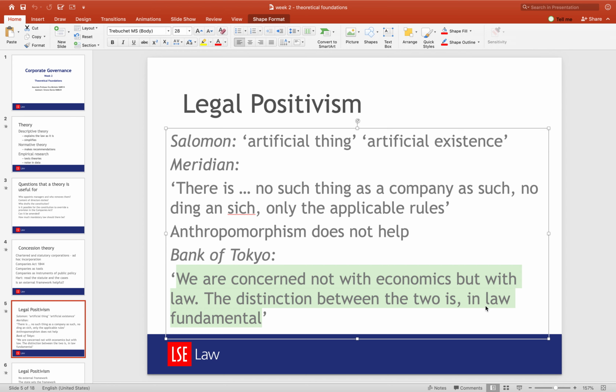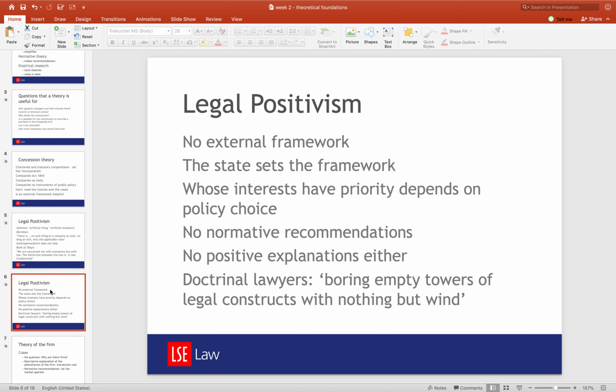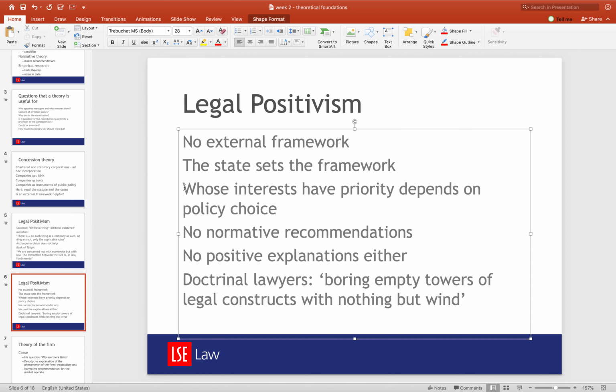So we've got some statements here that show us that the judiciary, the judges, the common law, is generally not interested in engaging in a theoretical discussion. So legal positivism has no external framework. The idea is the state sets the framework, and whose interests are protected is a matter of policy choice. There are no normative recommendations. There are no positive explanations either.